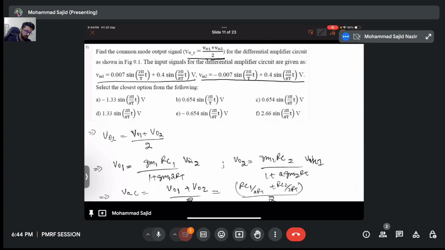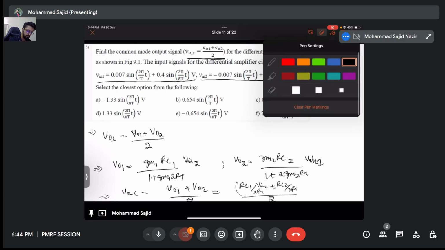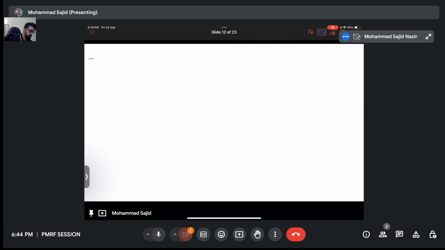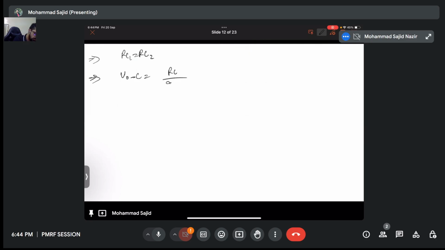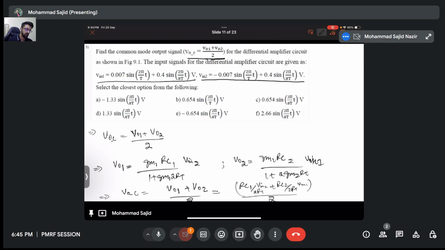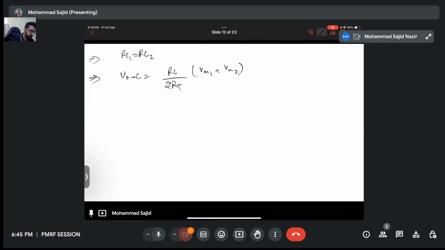And we have V input 2. Since RC1 is equivalent to RC2, I can write VOC as RC by 2 RT times V in 1 plus V in 2. This is my common voltage.